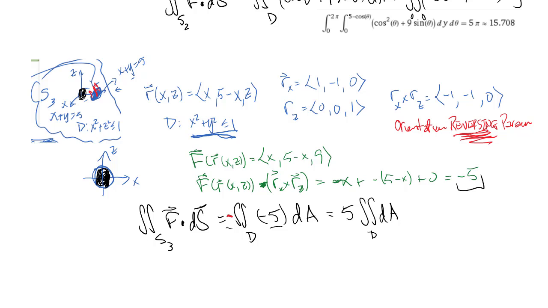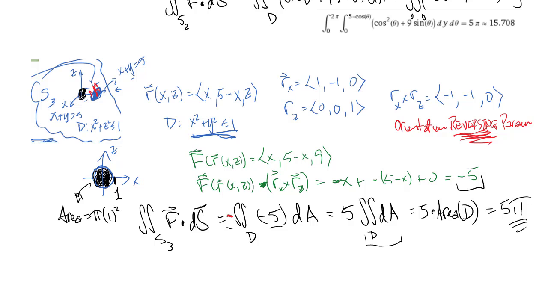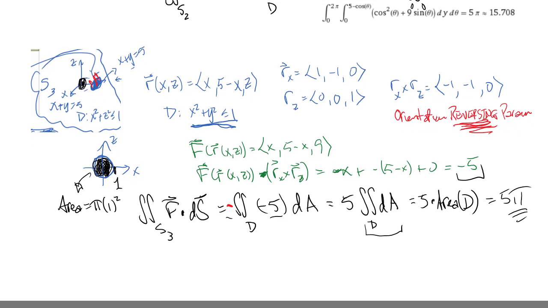Well, if you remember, a double integral whose integrand is 1 is going to be just the area of the domain. This domain is a disk of radius 1, so the area is going to be pi r squared. So that's just equal to pi. So now that we have that, we can summarize everything.